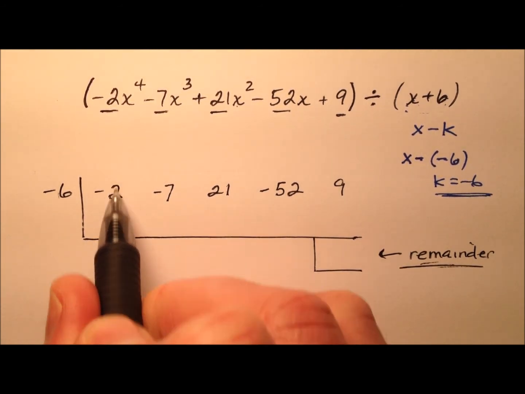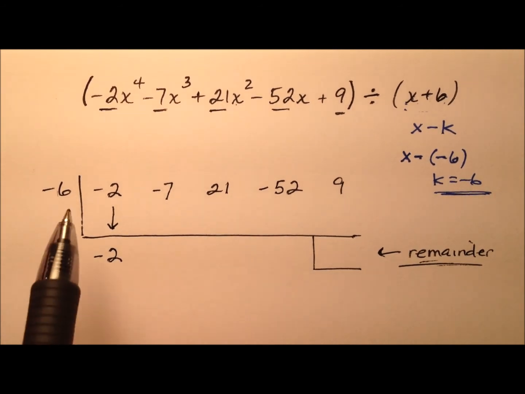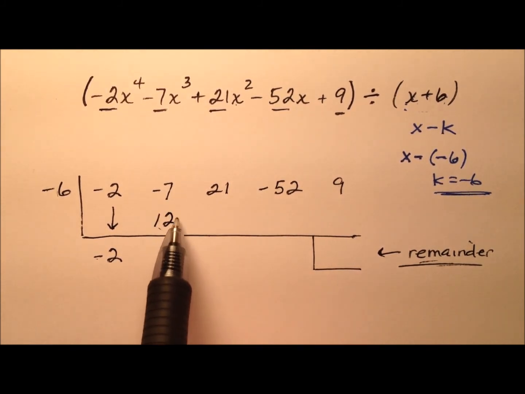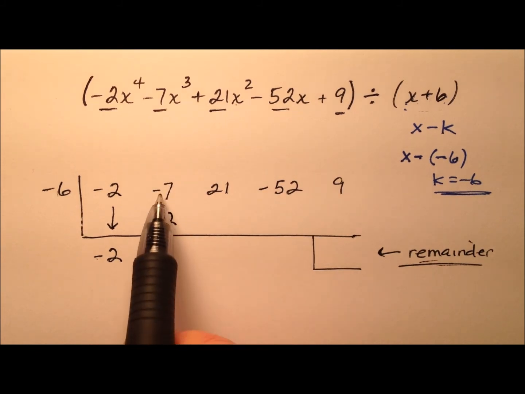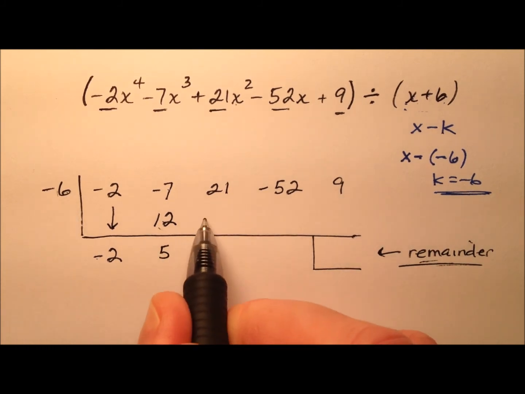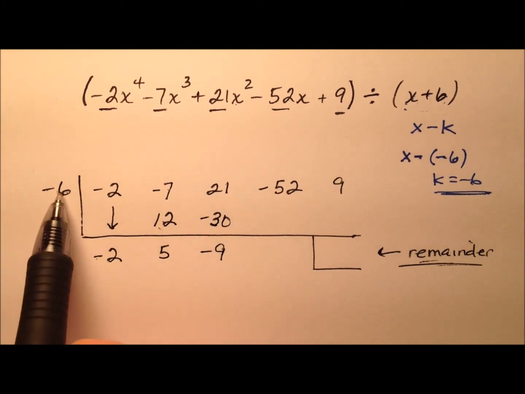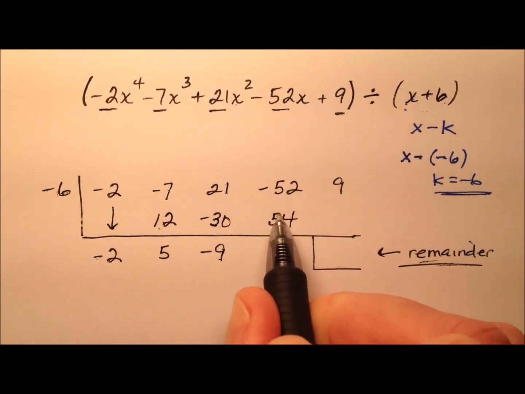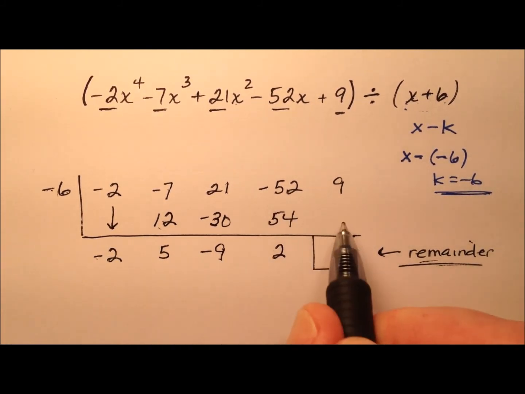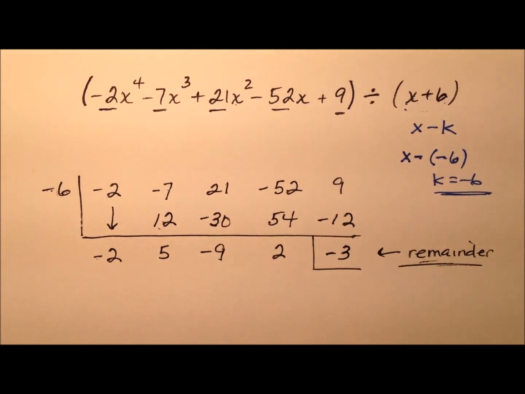Well, bring down this leading coefficient here. And now we're going to go through a series of multiplications and additions. So negative 6 times negative 2 is positive 12, and I'll put that in that first open spot. And then I'll go ahead and add this column. So negative 7 plus 12 is 5. Negative 6 times 5 is negative 30, and when I add that column, I get negative 9. And let's go ahead and multiply and put that here. So negative 52 plus 54 is positive 2. And finally, this last multiplication will give us negative 12. And when I add, that'll give us negative 3.